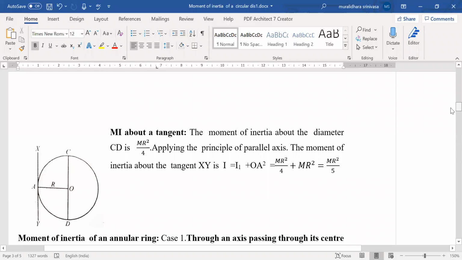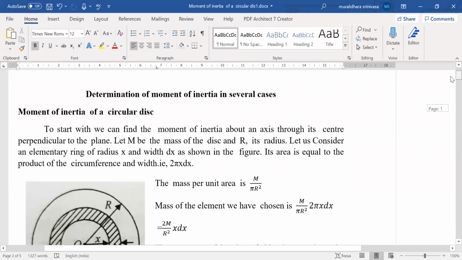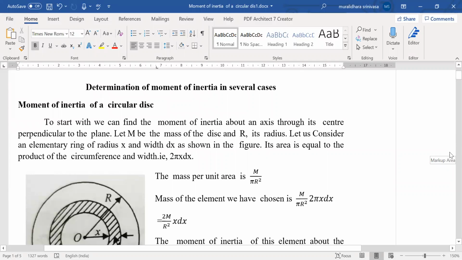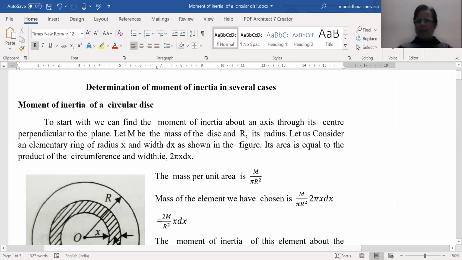So what is it that we want to do? We want to calculate the moments of inertia in certain cases with certain specific bodies. To start off, we can consider the moment of inertia of a circular disk, the kind of disks that you have used in your laboratory. To start with, we can find the moment of inertia about an axis passing through the center of the disk and perpendicular to the plane.